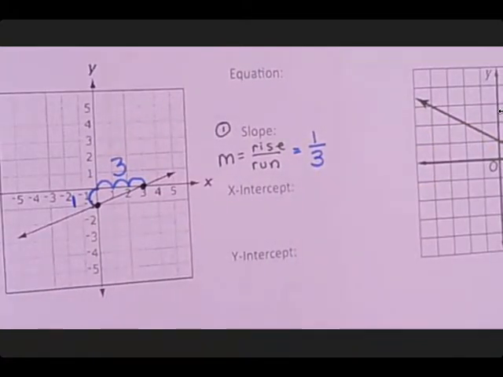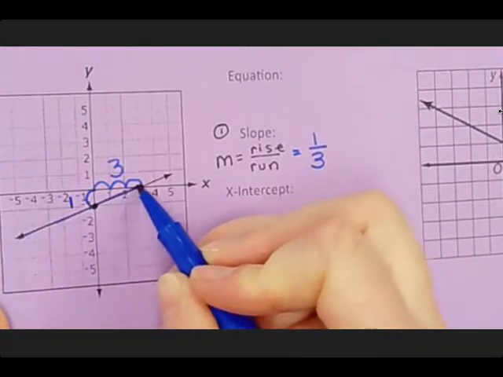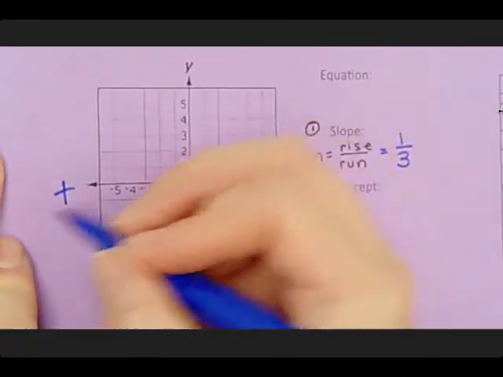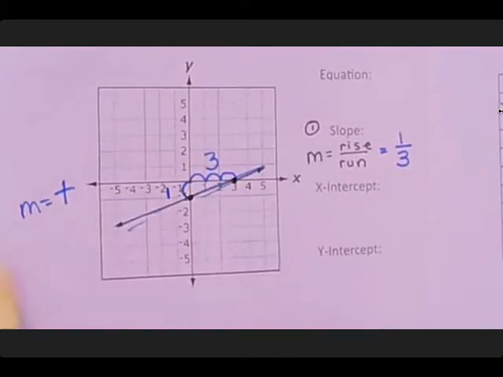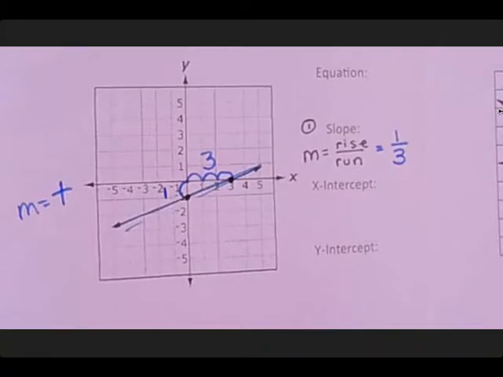And using Slope Dude, make sure that you pay attention to if it's positive, negative, 0, undefined. So what is Slope Dude doing if he goes up this slope? Puff, puff, positive. So we know it's positive. So it's 1/3.